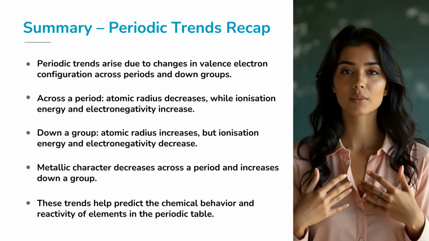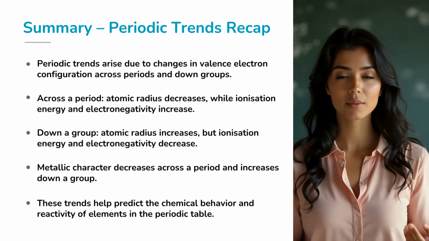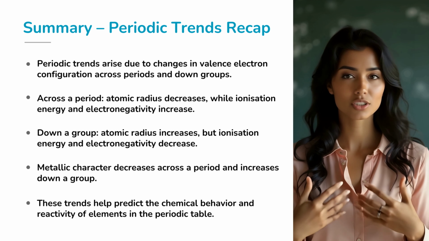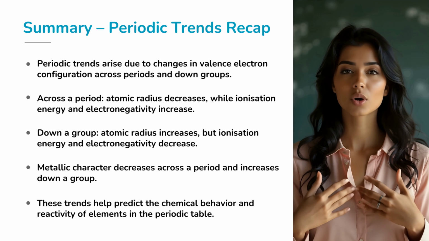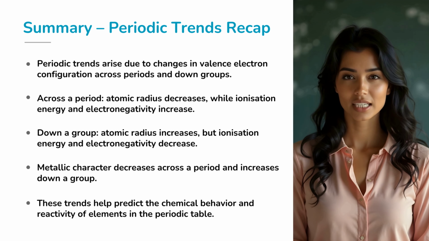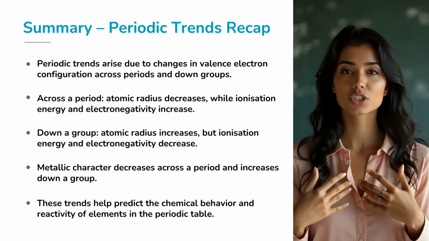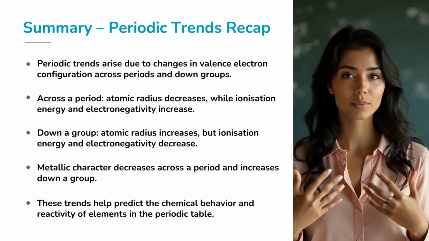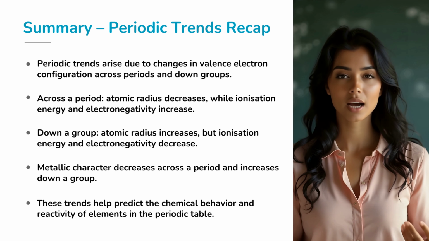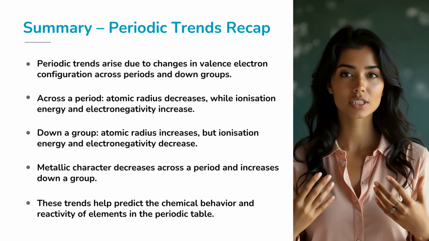Let's quickly wrap up the periodic trends. Periodic properties show regular patterns because of the changing valence electron configuration as we move across periods or down groups. Across a period, the atomic radius decreases, while ionization energy and electronegativity increase due to stronger nuclear attraction. Down a group, the atomic radius increases, and both ionization energy and electronegativity decrease as added shells reduce nuclear pull.